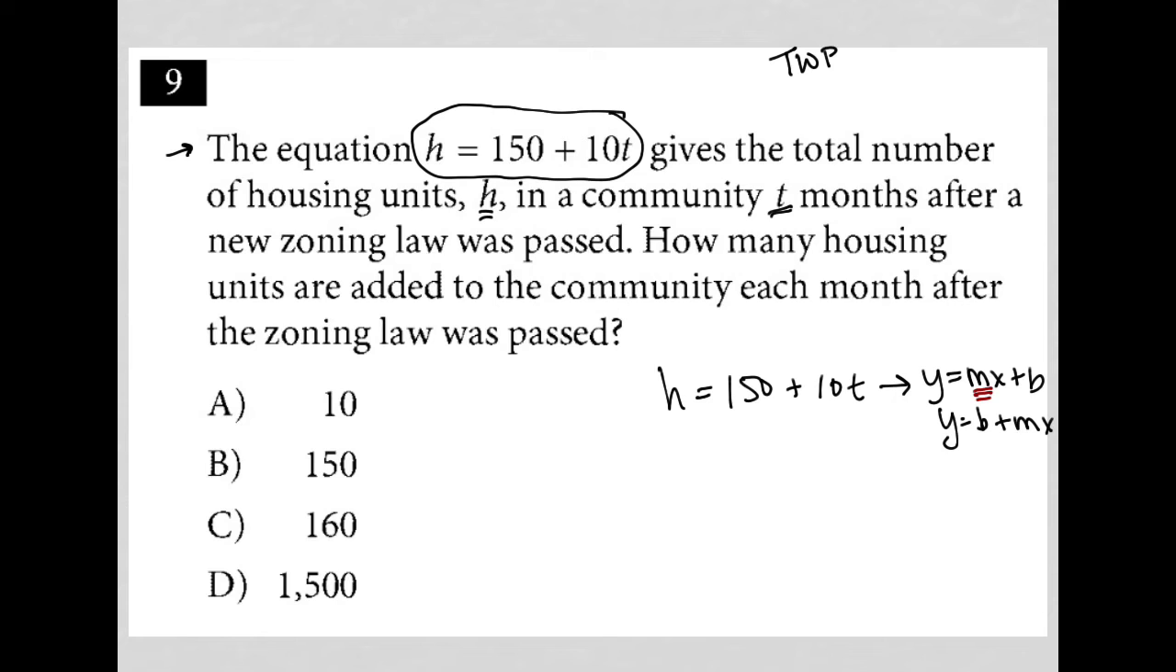slope. The slope has to do with your rise over run or your change, and in this case, your change in h, or housing, over your change in t, time. And b represents the y-intercept, which basically in this case is, well, what happens when t is equal to 0?